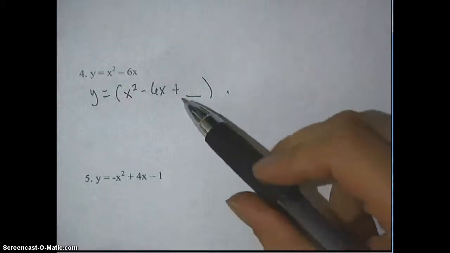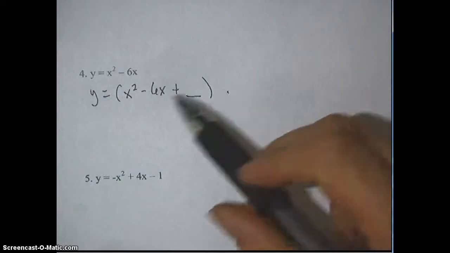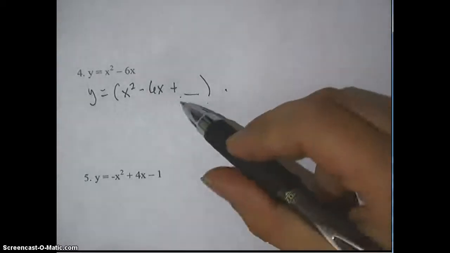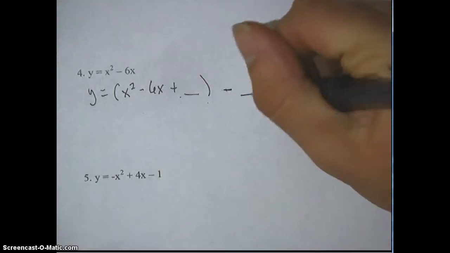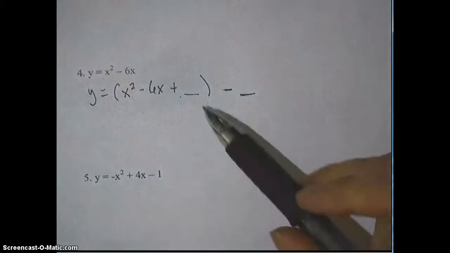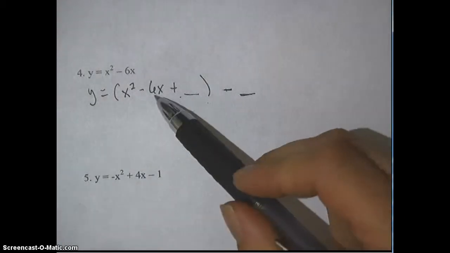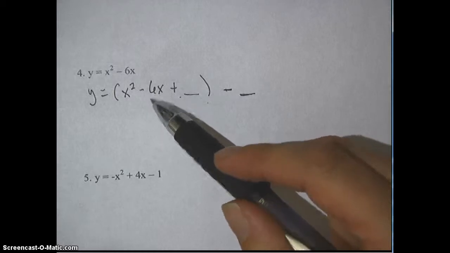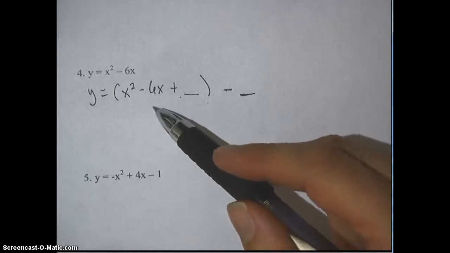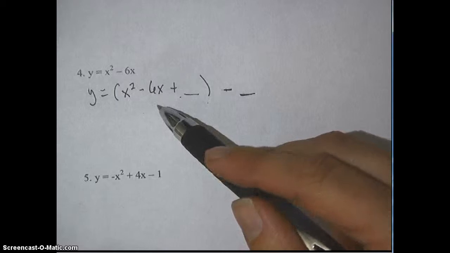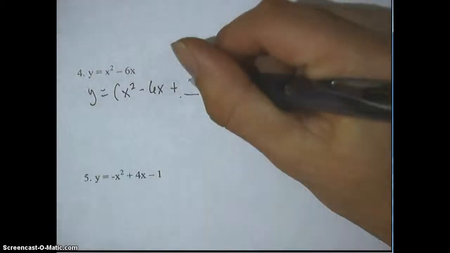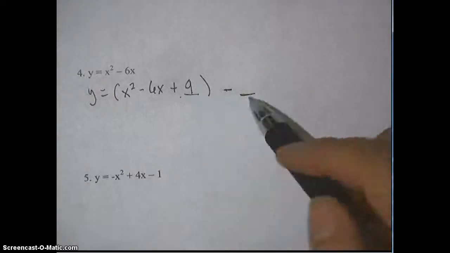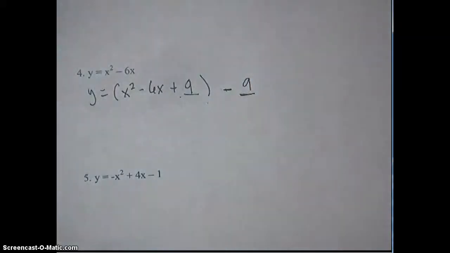But since I'm adding something here, in order to keep this equation level so that I don't change it, whatever I add in here, I'm going to have to subtract out here. So the number that I'm going to write right here is going to come from this negative 6. I should do negative 6 divided by 2. Negative 6 divided by 2 is negative 3. Then I want you to square that. Negative 3 times negative 3 is positive 9. Now I said I don't want to change anything in this equation, so if I add a 9 here, I'm going to need to subtract 9 out here.